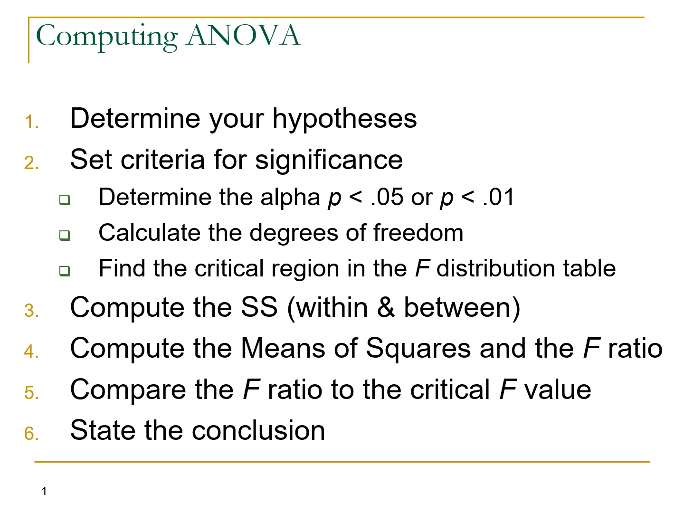We're then going to set our criteria for significance, determine the alpha. This is usually going to be a p of 0.05, though there are some rare cases where it might be different. We're going to calculate the degrees of freedom. We're going to find the critical region in the F distribution table that we need to exceed for us to claim that statistical significance. We're then going to compute the sum of squares within and between, compute the mean of squares and find the F ratio, and then compare the F ratio to that F value to state the conclusion.